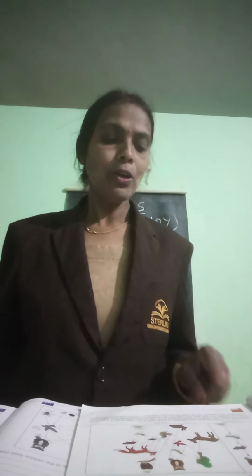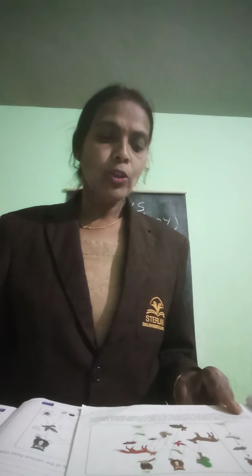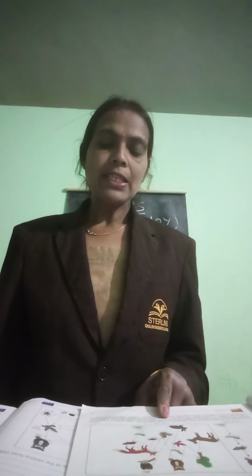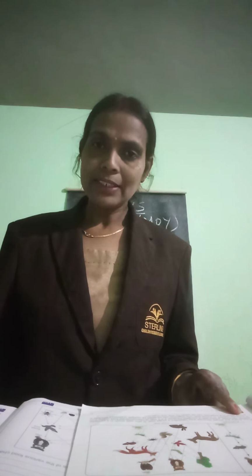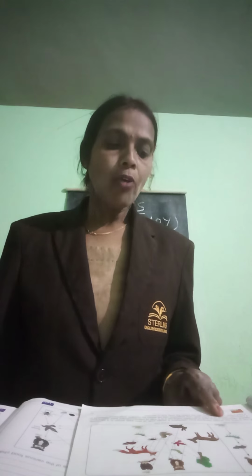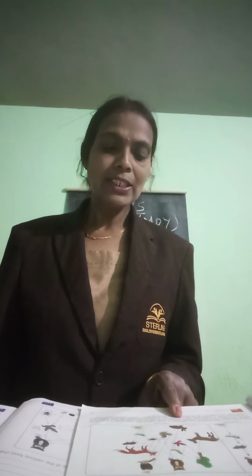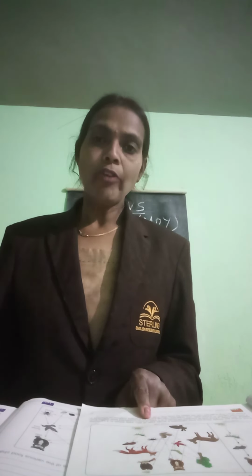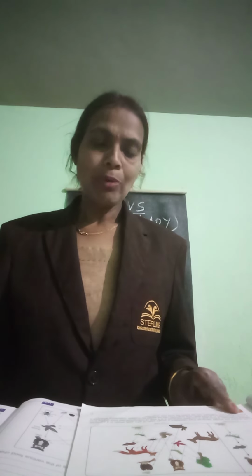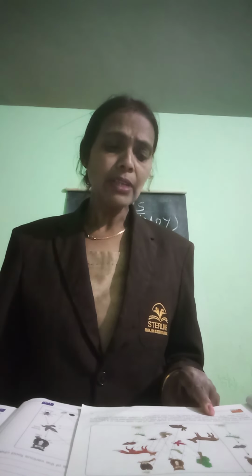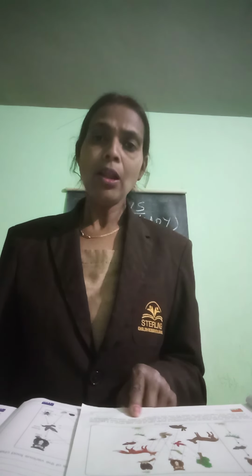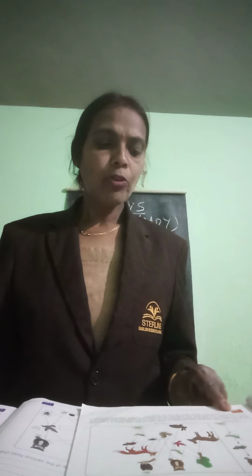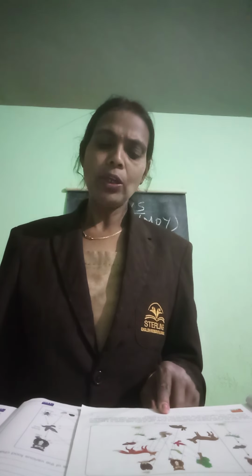I'll repeat once more. The difference between food chain and food web. Food chains are simple because they represent a single path of who eats whom in a particular habitat, whereas a food web is complex because it is a web of interconnected food chains from a particular habitat. In a food web, one organism can be eaten by multiple organisms, whereas in a food chain, one organism can be eaten by only one organism.